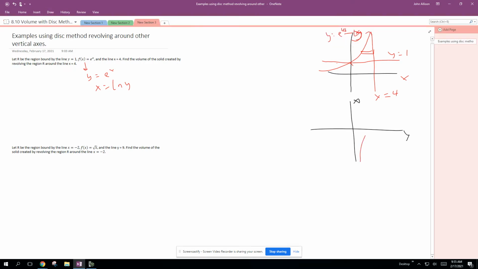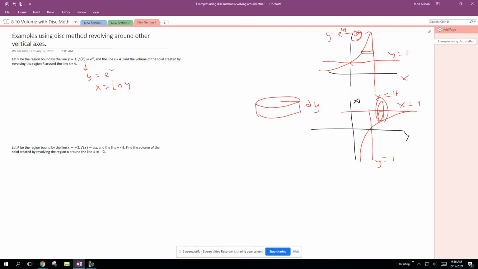We have the curve ln y. We have y equals 1. And we have the curve x equals 4. We're revolving this about the line x equals 4. So our rectangle now is in here, and we're going to revolve it. I'm going to pull that one disk out. dy is my width now because I'm perpendicular to the y-axis.